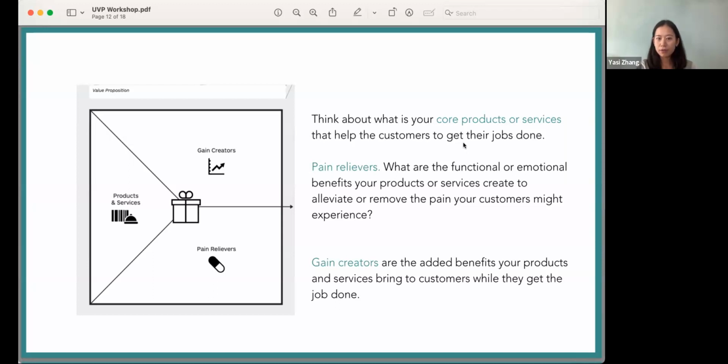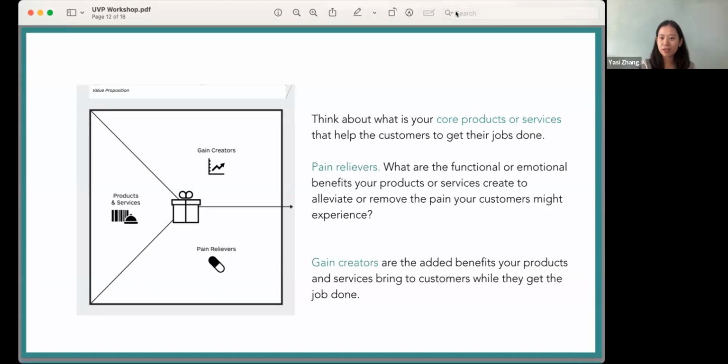And the pain relievers: what are the functional or emotional benefits your products or services create to alleviate or remove the pain your customers might experience? So before you had a pain, now you have a pain reliever, and through your products and services you can deliver these benefits and relieve the pain. Okay? Think about it, before we talk about the pains. Now, if you're an umbrella manufacturer, what are the pain relievers?